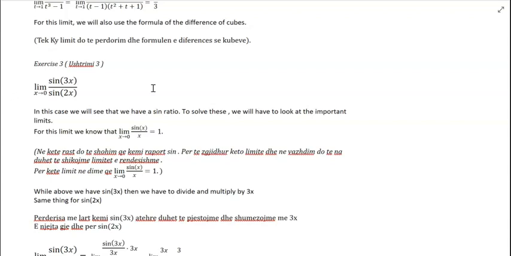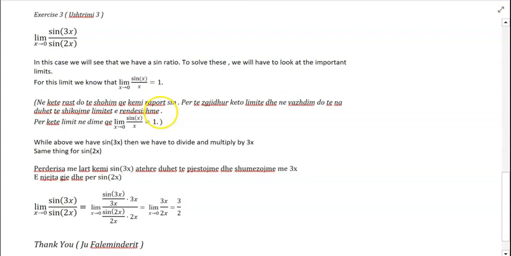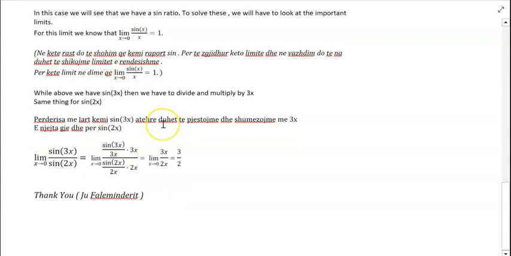For these limits, we know that the limit when x goes to 0 of sine x over x is equal to 1. While above, we have sine 3x, and we have to divide and multiply it by 3x. And this is the same thing for the sine of 2x.